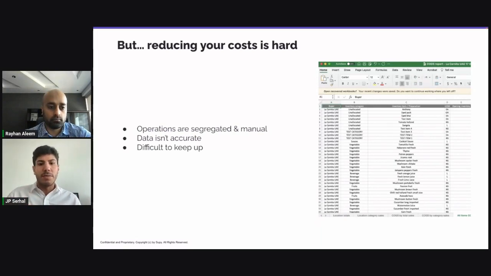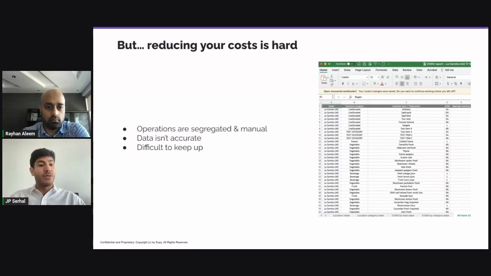Data isn't accurate. The data that goes into your system and that goes out of your system. Going in, for example, means receiving your items and recording your invoices. Data going out is registering wastage accurately or registering your sales accurately. It isn't done accurately. Why? One, because the tools that you have at your disposal are not easy to use. And so what that means is that people don't use the tool.